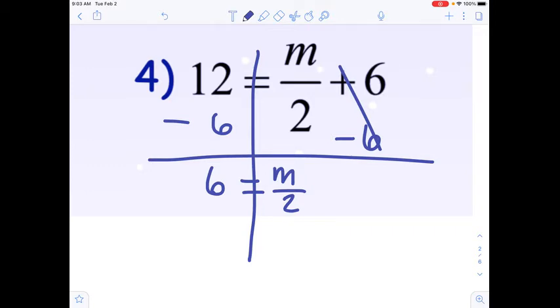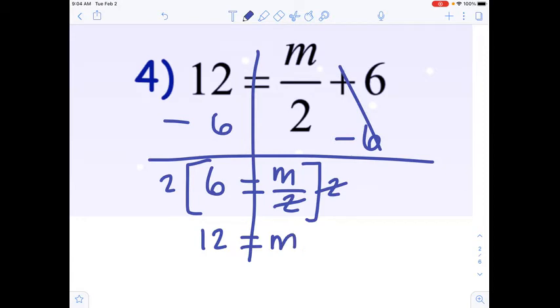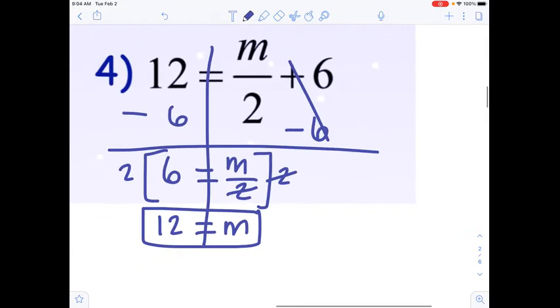Now to get m by itself, I need to do the inverse. Right now we have dividing by 2. The opposite of dividing by 2 is multiplying by 2. So I'm going to make brackets and do a 2 on both sides. 2 times 6 is 12. And then 2 divided by 2 is just 1, so I'm just left with m. 12 equals m. Remember, it's always a good idea to check your answer.